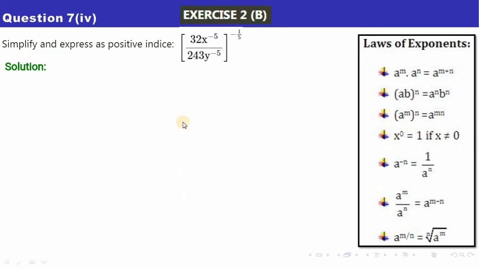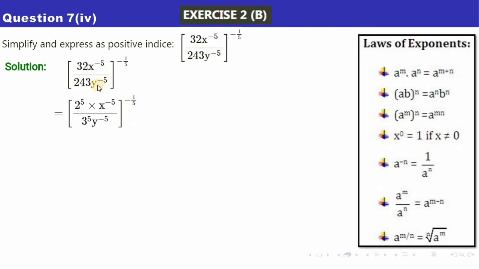Let's have another question. In this question, as usual, this 32 can be factorized and written as 2 to the power 5. And similarly 243, when you factorize it, becomes 3 to the power 5. Others I have not changed. Now 2 to the power 5 into this, because this power is from outside, you have to multiply the powers. So 2 to the power 5, 5 into minus 1 by 5, that is this power. Into x to the power minus 5, so here also minus 5, and this gets multiplied.